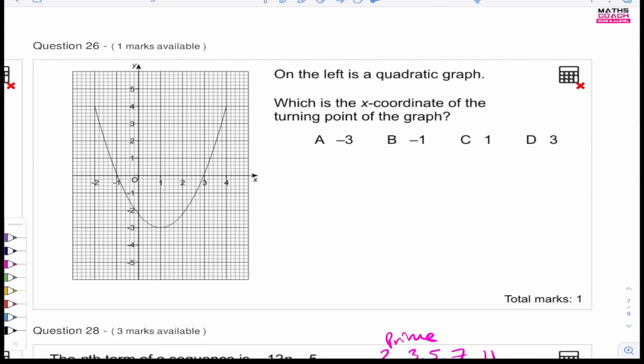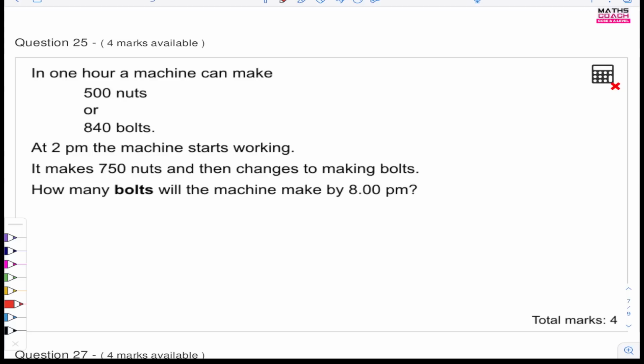So the turning point is right there. We want to know what the x-coordinate is. Well, that's simple. Find that point and read up. And the x-coordinate seems to be 1. So the x-coordinate is 1. So C. Question 25. In 1 hour, a machine can make 500 nuts or 840 bolts.